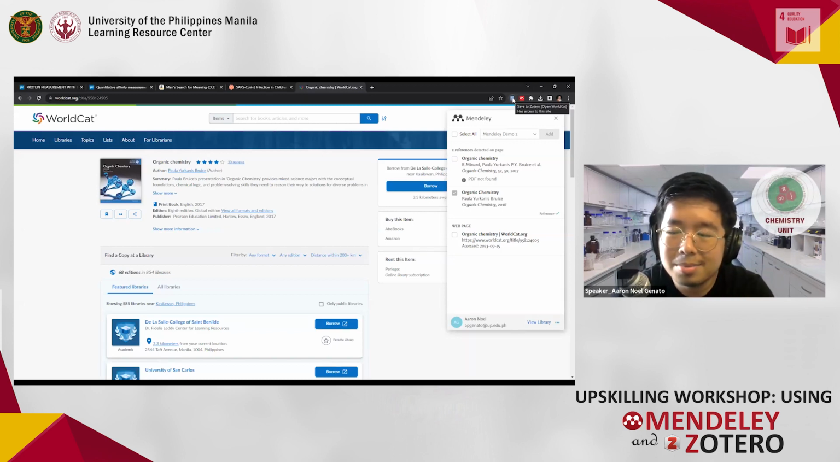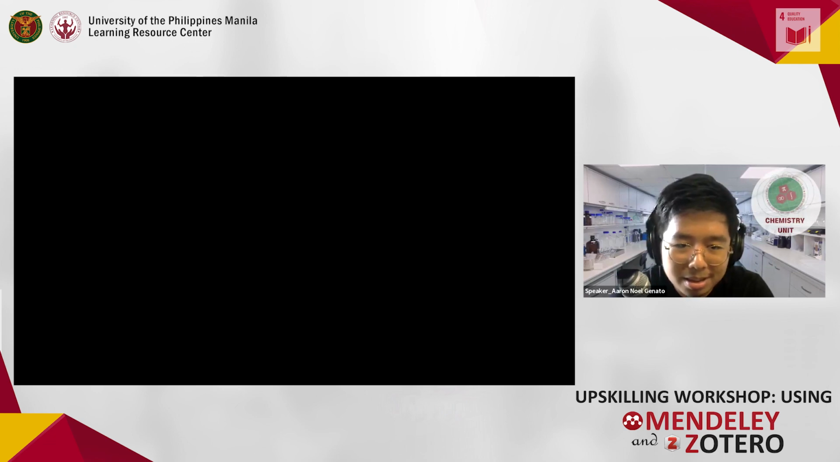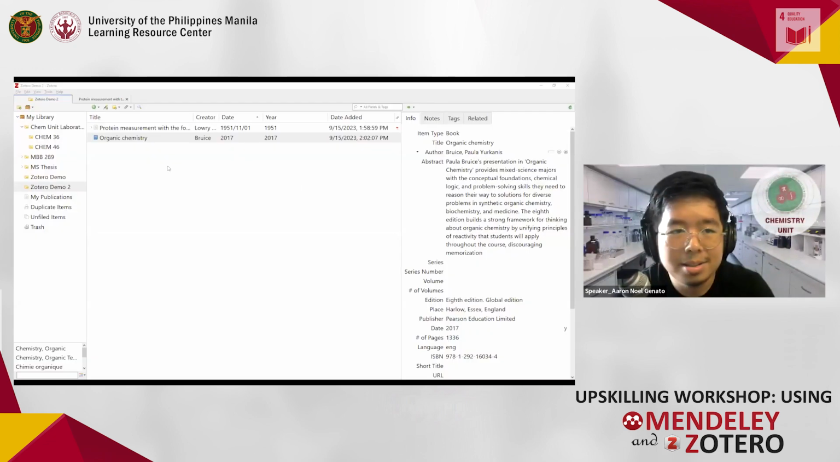So I'll click my Zotero na icon. Now it's in the form of a book because it detected that the reference that I want to obtain is a book. So I'll click that and then it will download it onto Zotero Demo 2 folder. So let's check kung tama yung nakuha niya. Stop share. I'll change to my folder. And then there we go. It's here. Okay. So very easy. Very, very easy.